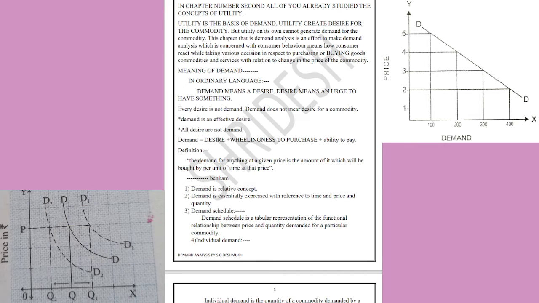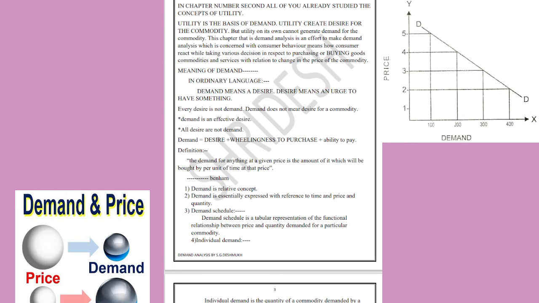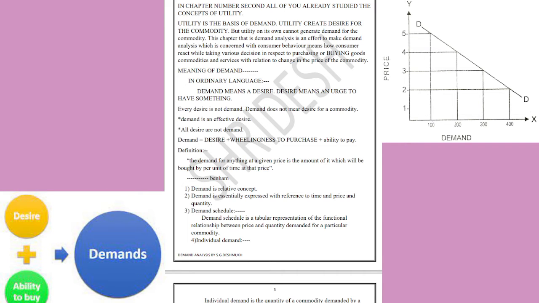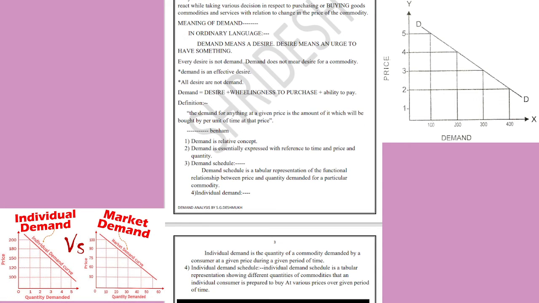It is generally a presentation in the form of a table of the various quantities which are demanded by a single consumer, or all consumers in the market. The presentation of demand of a single consumer or all consumers in a market in the form of a table is known as a demand schedule. So demand schedule is of two types: first, the individual demand schedule, and second, the market demand schedule.